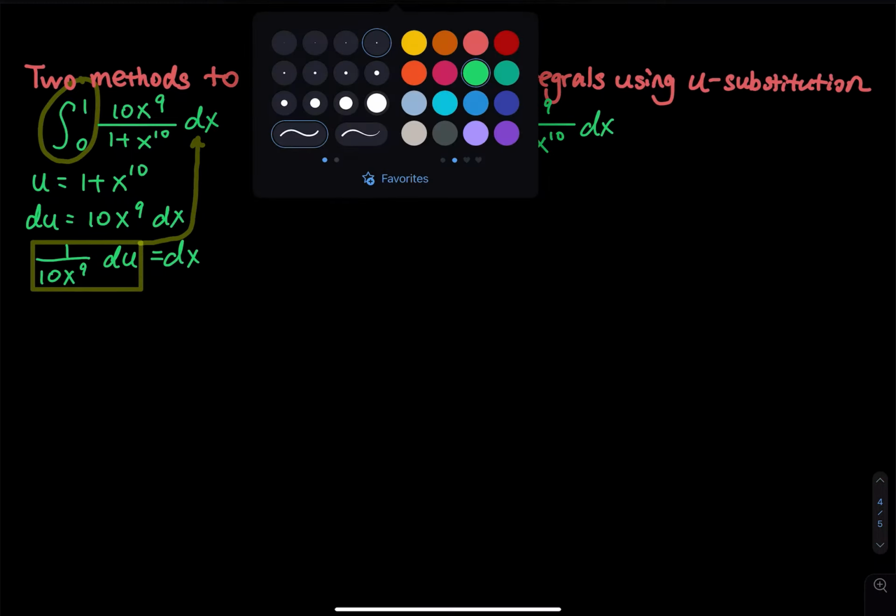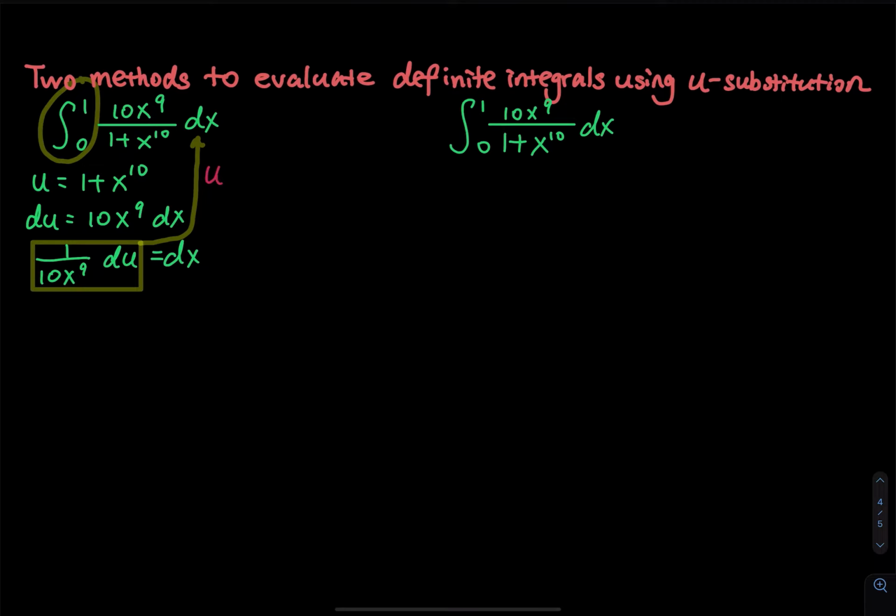Let's do that in red. You have to find out what u equals when x equals 1. So you plug it into u. This is 1 plus 1 to the 10 power, which equals 2. And then u of 0 is 1 plus 0 to the 10 power, which equals 1. All right, so you have 1 and 2. And then how do we put this? When you rewrite your integral, this should be u equals 2 and u equals 1.